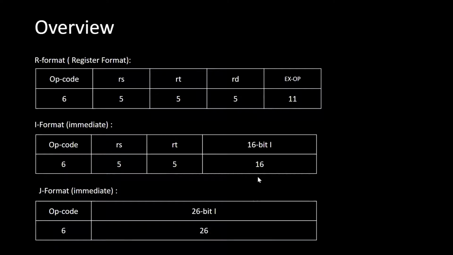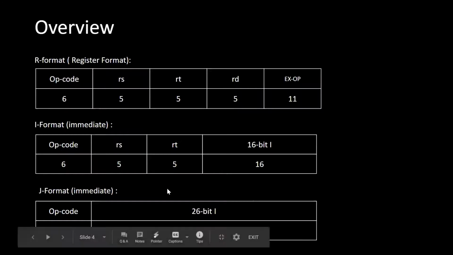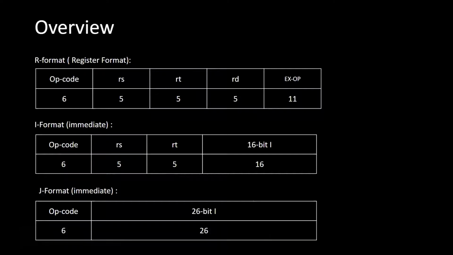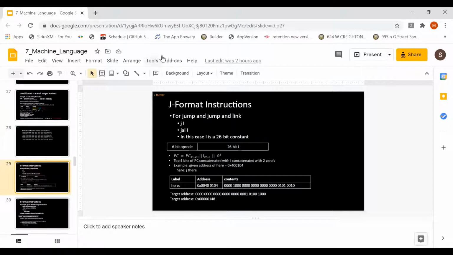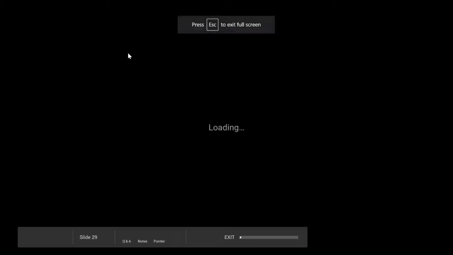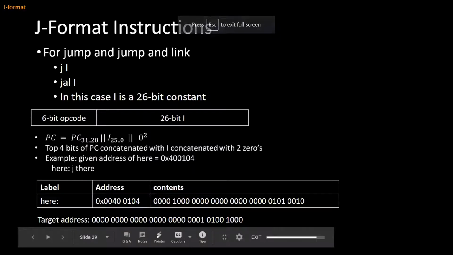So in this lecture, we are going to look at the J format, and that is the last format that we're going to be looking at. Basically, for the J format, there are a few instructions, but the major difference is that it doesn't have any register, and that means it has more space for a number, and that number is a 26-bit immediate value. So let's go to the slides and look at this.